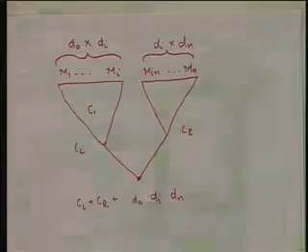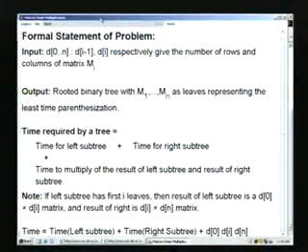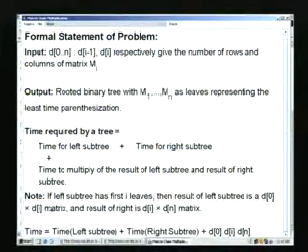So, stated here, the time taken is the time for the left subtree, time for the right subtree, plus D0 Di Dn. Here I was using subscripts, here I will just use array accesses, but you know that they really mean the same thing.